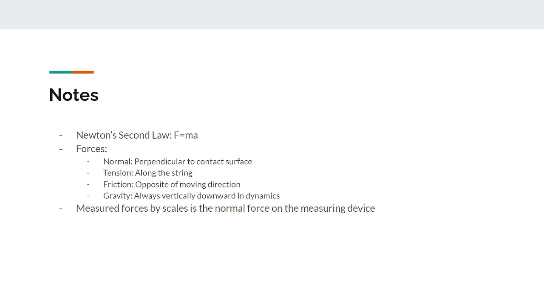Just one more extra thing, and this is going to constitute basically just one or two problems: remember that the forces that scales measure are always the normal force on the scale. So if you're getting 50 kilograms on your scale, that means there's 500 newtons acting on that scale, or at least there's a normal force of 500 newtons on that scale.